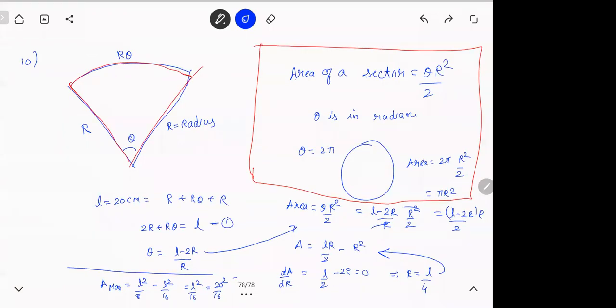I'll do one thing, I'll write it again here. So the length will be r plus r theta plus r. Listen carefully. So we have length is 2r plus r theta. This is one. What about area? Area is theta r square by 2.